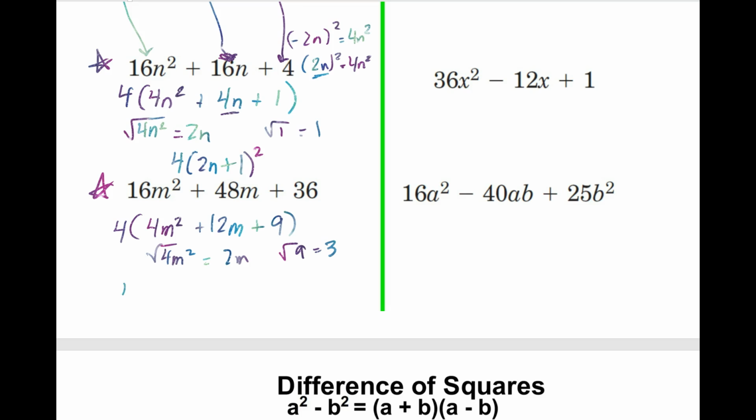So this is a perfect square trinomial. So we can factor out a 4, and we end up getting 2m plus 3 squared.